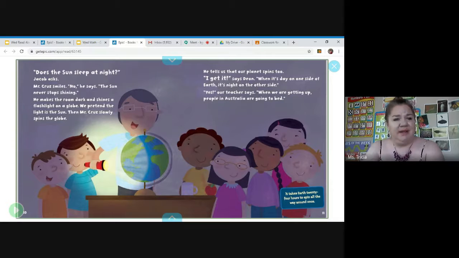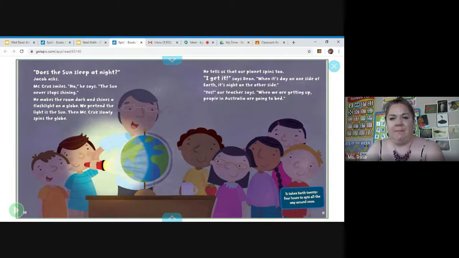Does the sun sleep at night? Jacob asks. Mr. Cruz smiles. No, he says, the sun never stops shining. He makes the room dark and shines a light on the globe. We pretend the light is the sun. Then Mr. Cruz slowly spins the globe.